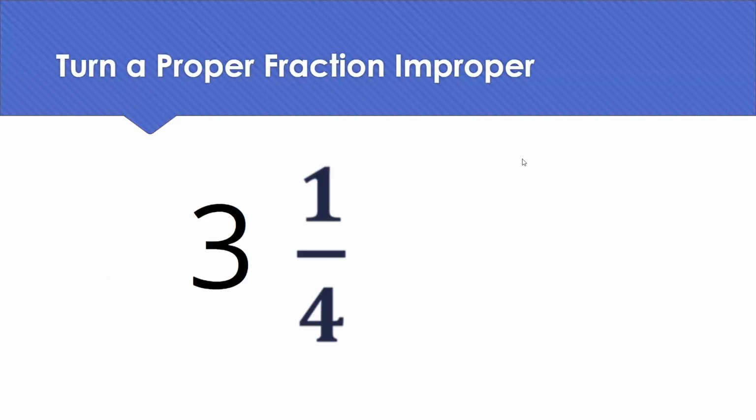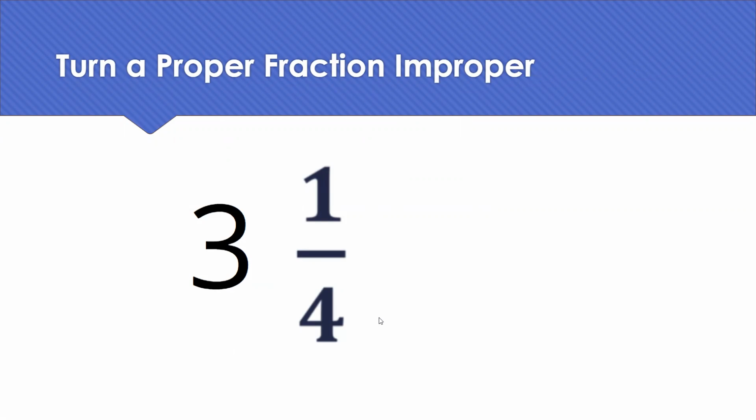So in front of you, you see 3 1/4. This is written as a proper fraction. We need to change this proper fraction to be an improper fraction. I know that this is currently proper because we have a whole number out front and our numerator is less than our denominator. If it was an improper fraction, the numerator would be more than our denominator.